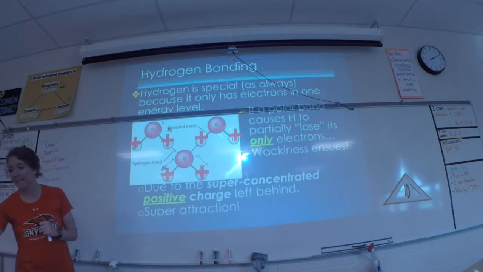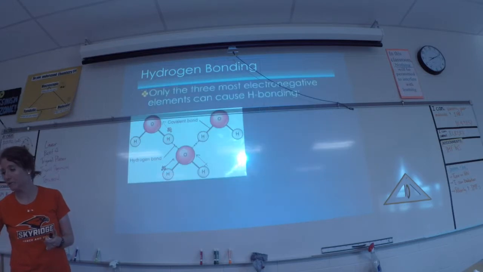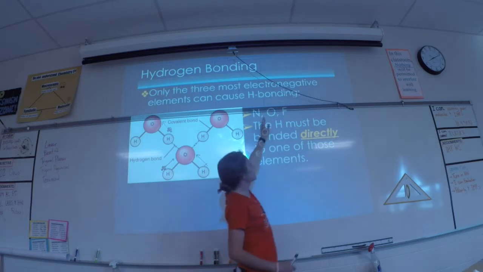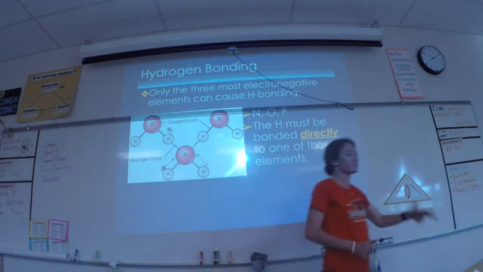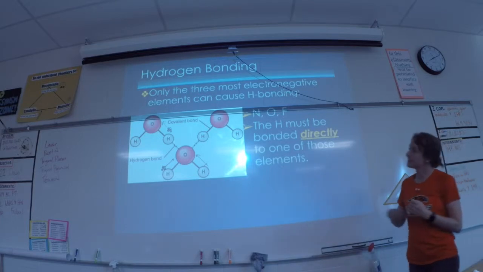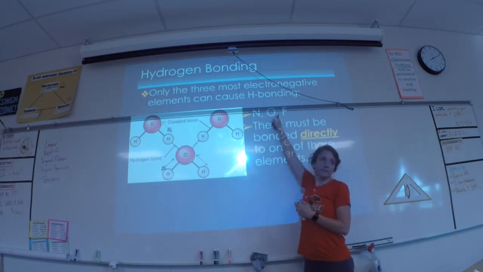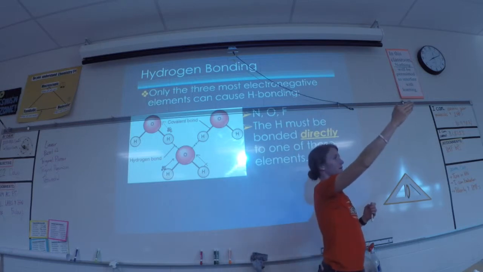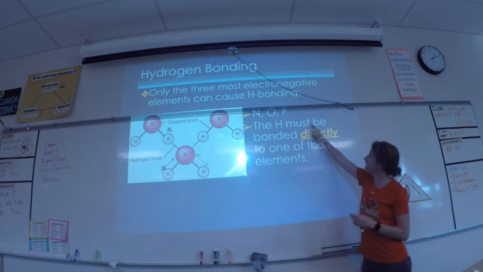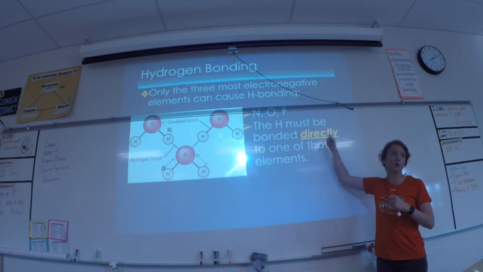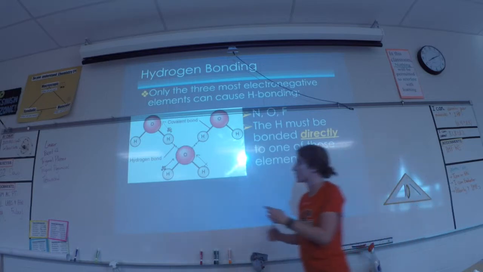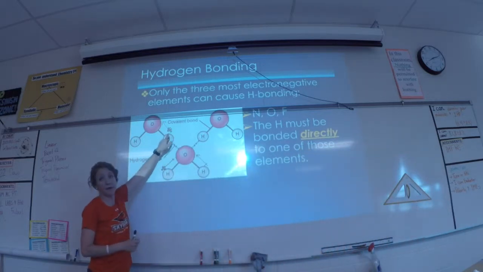Now, the only elements that can do this for us are N, O, or F. So nitrogen, oxygen, and fluorine are the only 3 that are strong enough to cause this hydrogen bond. Okay, so I think of NOF. And they're actually all in a row on the periodic table as well. They spell NOF. Okay? The key thing is the hydrogen must be directly bonded to one of those things. Then the hydrogen bond can form to another.